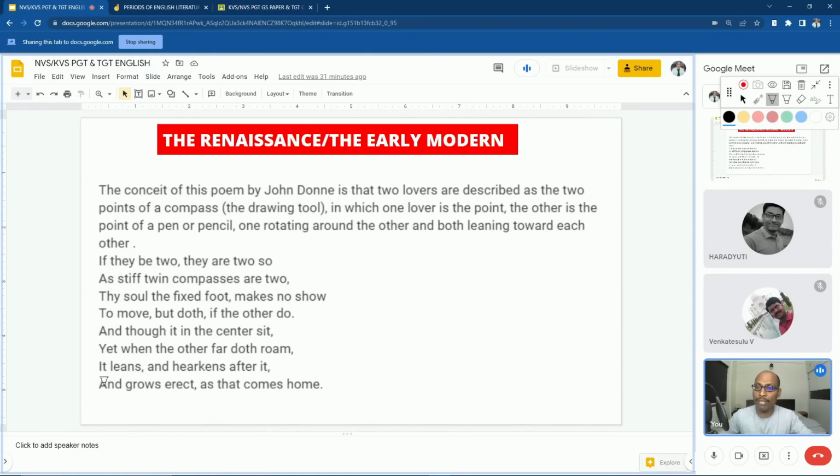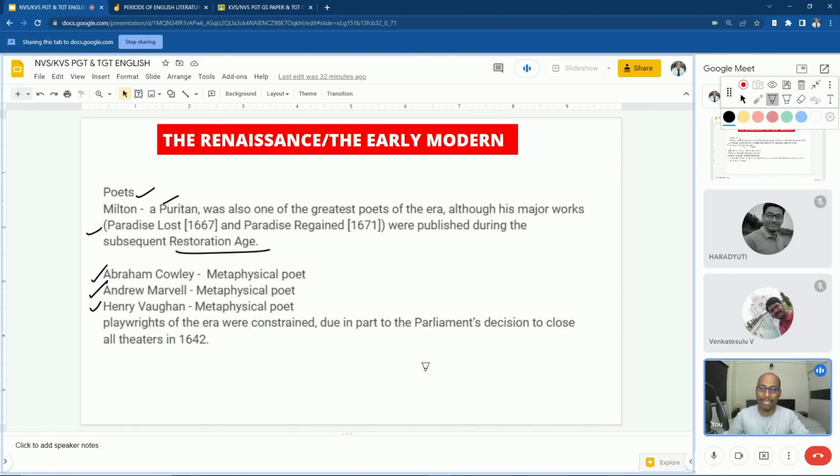And then we have one poem written by John Donne. The conceit of this poem by John Donne is that two lovers are described as two points of a compass. That's what I explained in the previous slide, in which one lover is a point, the other is the point of a pen or pencil, one rotating around the other and both leaning towards each other. So these things were compared in the metaphysical poetry written by John Donne, A Valediction: Forbidding Mourning. So these are the important information in a very brief, nutshell, precise manner.